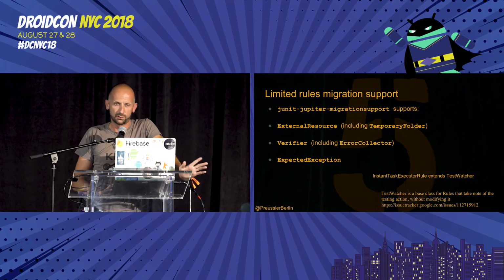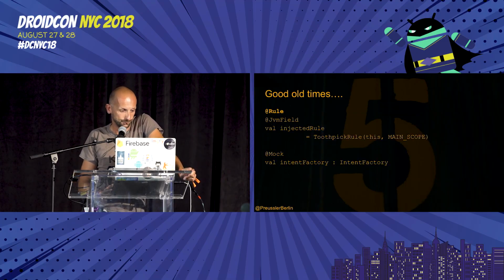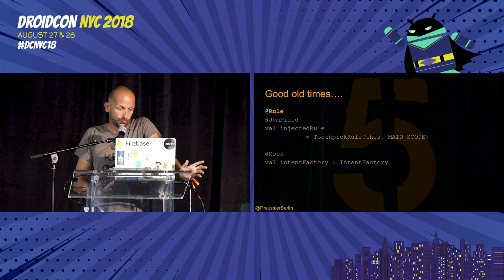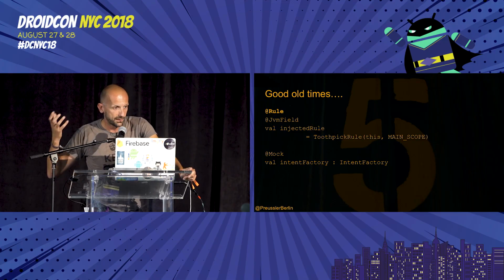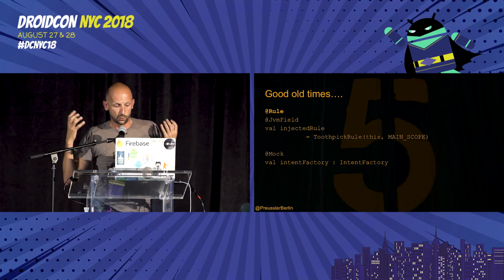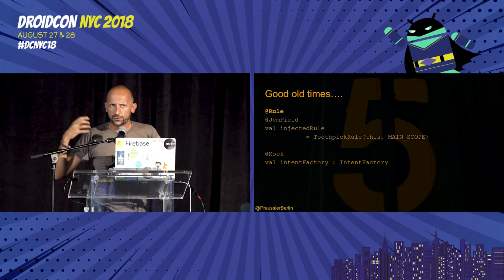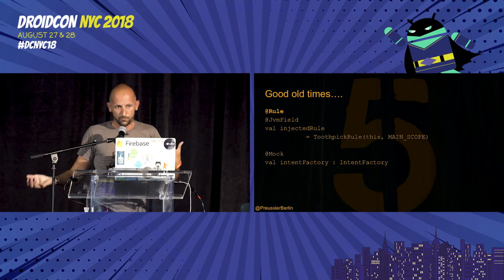So if you extend TestWatcher, double check if this is actually what you wanted to do. So this is how you would use a test rule in the old times. This is a rule called ToothpickRule. Toothpick is a dependency injection framework I like, and ToothpickRule is something they use in tests. They give it out of the box, which basically whenever you want to inject something, it will look for a mock first, which is a really nice way of testing.